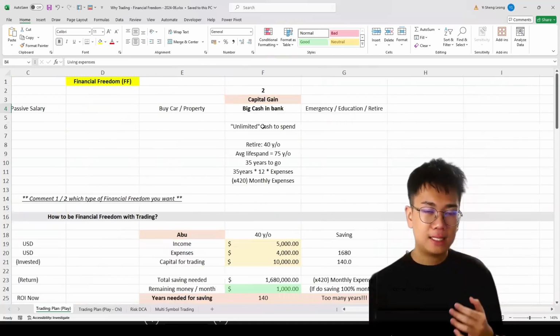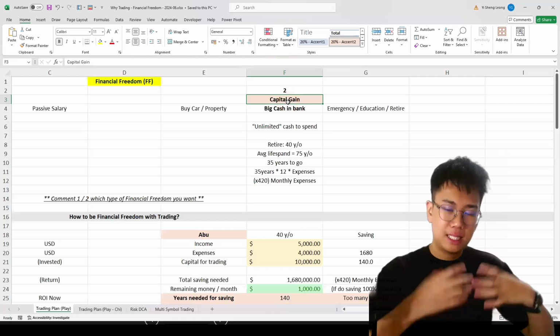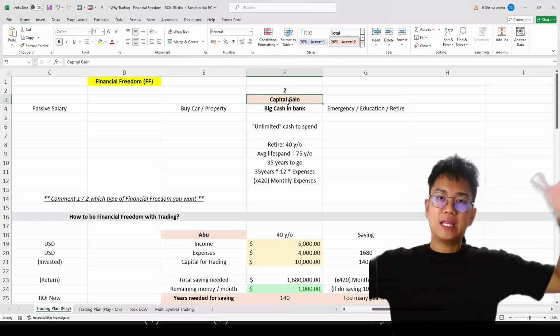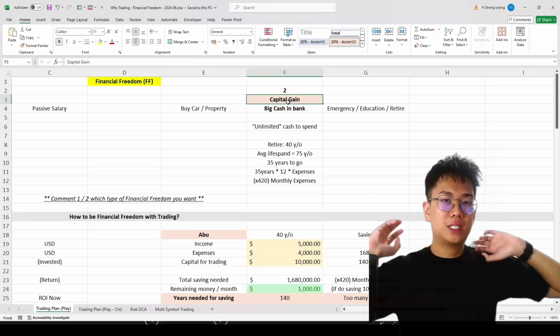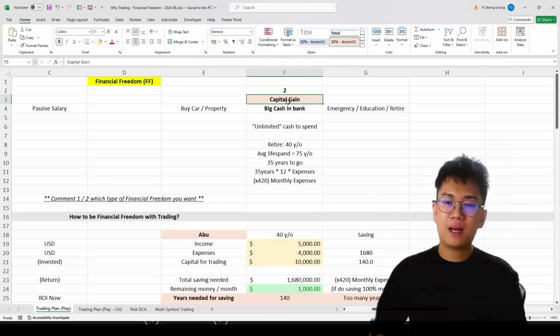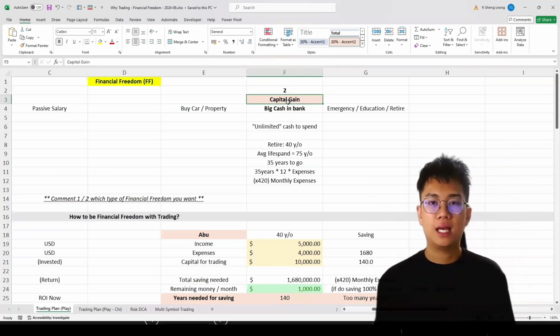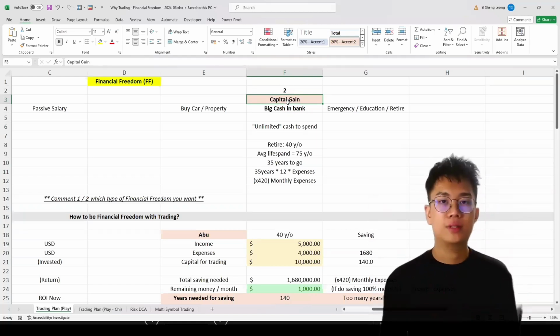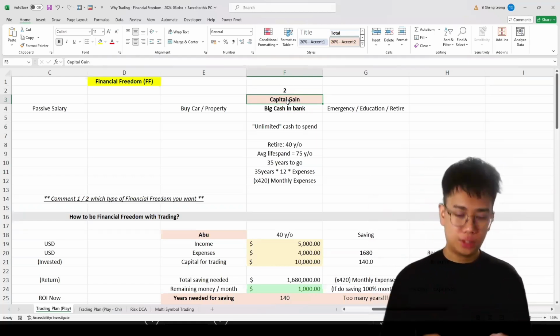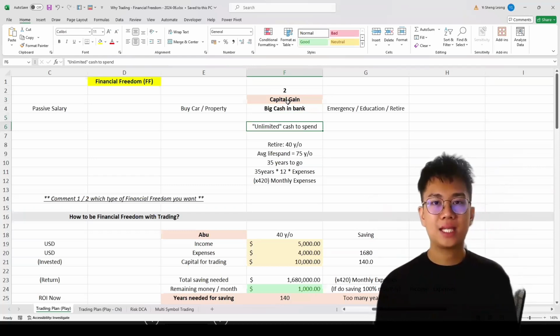Capital gain is that you earn money and save it, so that you save big enough money that you can straight away cash buy a car, cash buy properties, or use it as an emergency fund for your children's educations and for your retirements. These are all the range of it. In short, you want to have unlimited cash to spend on the capital gain.